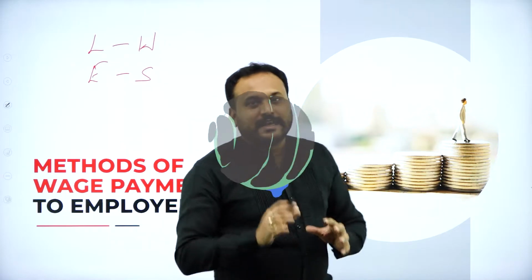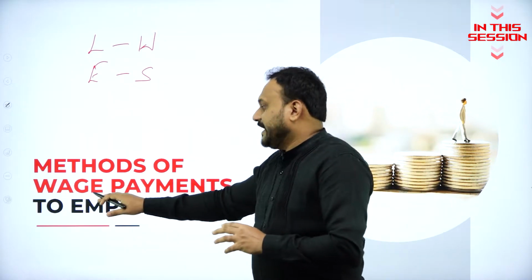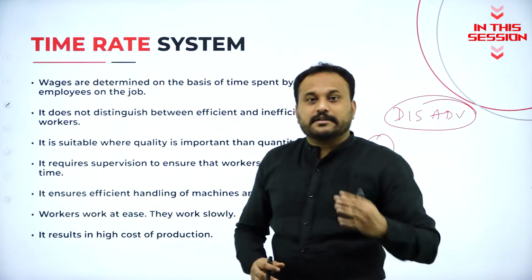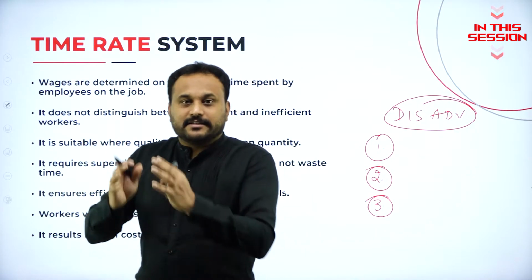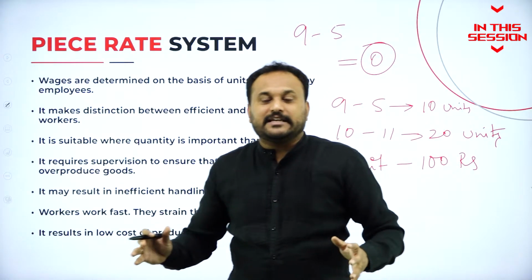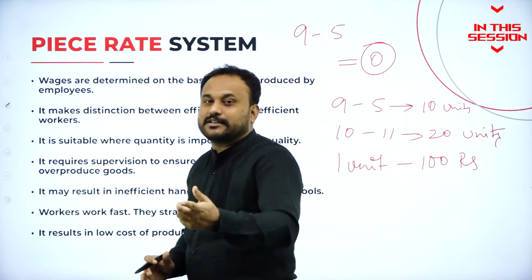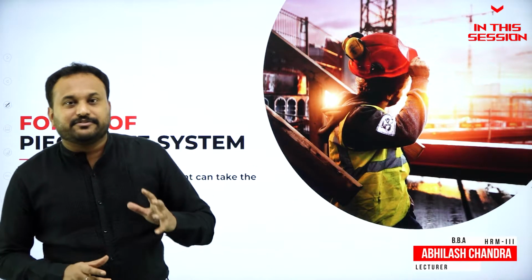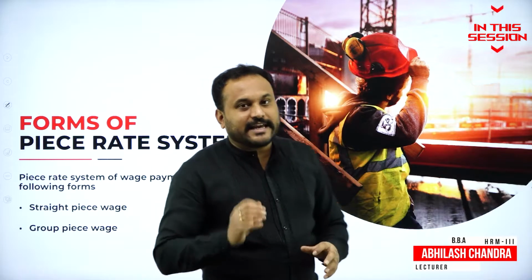For 10 marks, explain the methods of wage payment to employees. On what scale will you actually estimate that this person is efficient and this person is not? Here you don't need any supervisor, because you know that the more you work, the more you get. There are two forms of piece rate system. The first one is straight and the second one is group.